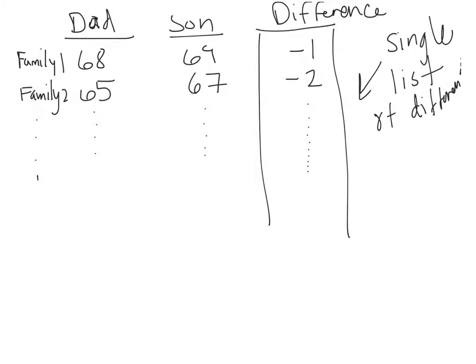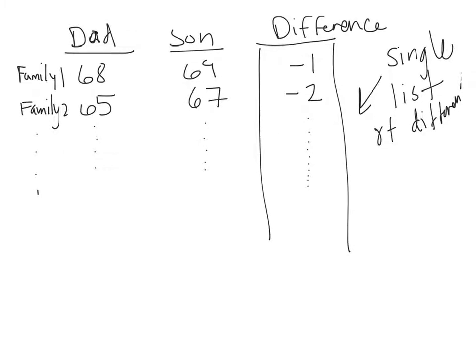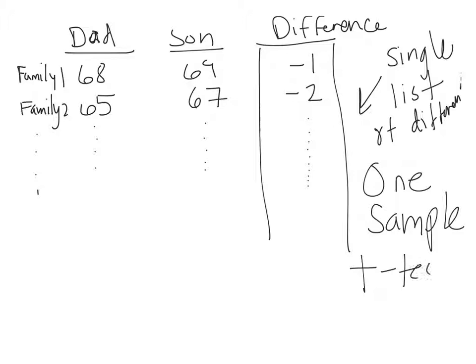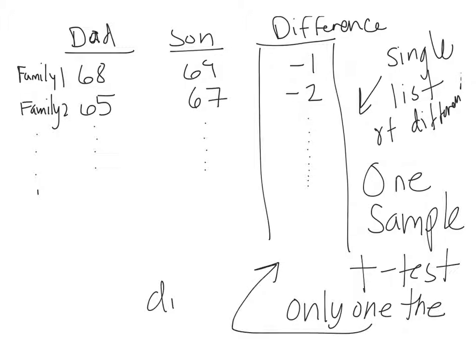And now we can do a one sample t-test only on the differences. So really, a matched pair t-test is a two-sample test that reduces into a one-sample test because you look at only the differences and do that.